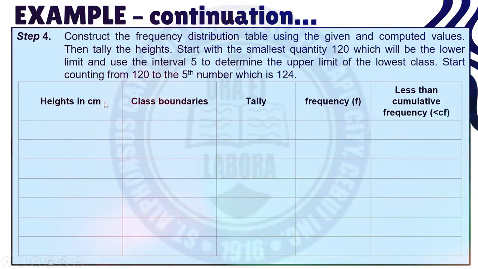So in the first row, we have to start with the smallest quantity, 120, then count starting from 120 until the fifth number, so it gives us 120 to 124. This 120 to 124 will be our first class. Then followed by 125 to 129.